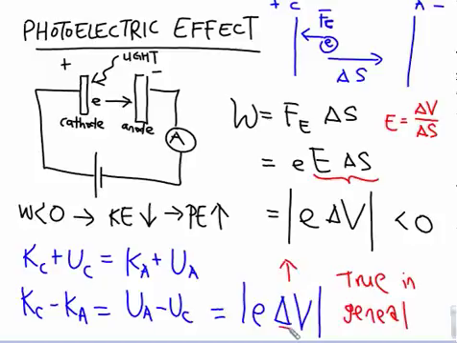Now, if we increase the potential difference across the cathode and anode, right, what will happen is that the kinetic energy of the electron at the anode would decrease. There will come a point of time, right, when we have increased the potential difference to such an extent that the kinetic energy of the electron at anode is equal to 0.